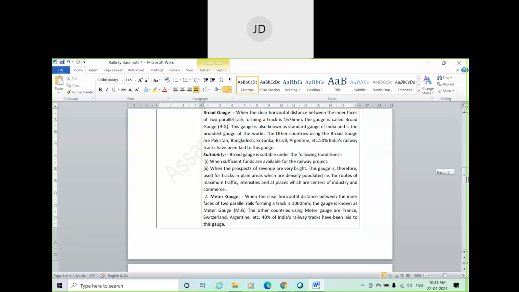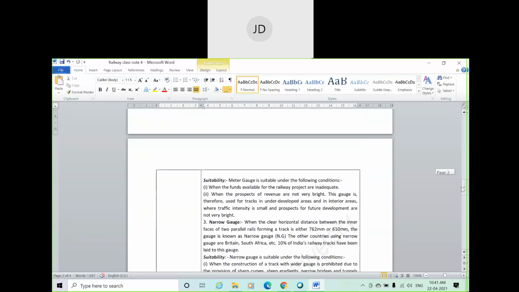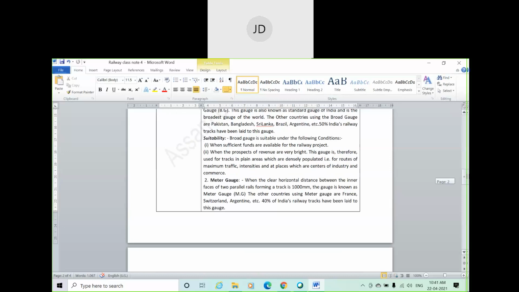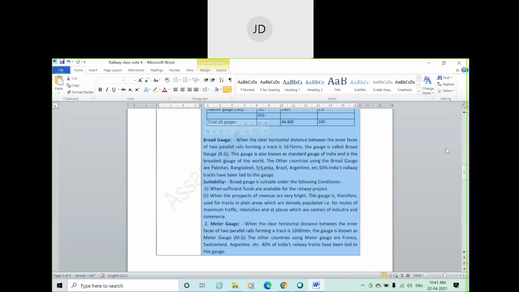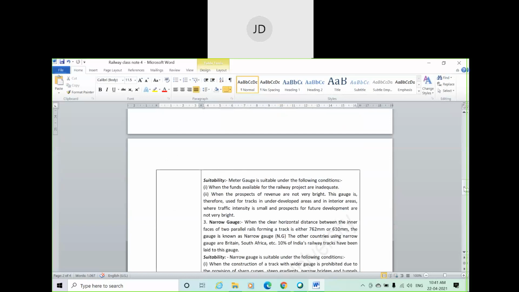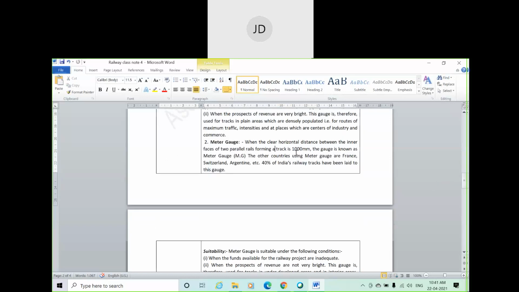Now, what is the suitability? Meter gauge is suitable under the following conditions. Here you can see the difference between broad gauge and meter gauge. When the funds available for the railway project are inadequate, suppose we don't have that much fund for broad gauge, then we can go for meter gauge, since meter gauge has a lesser width, 1000. Okay.